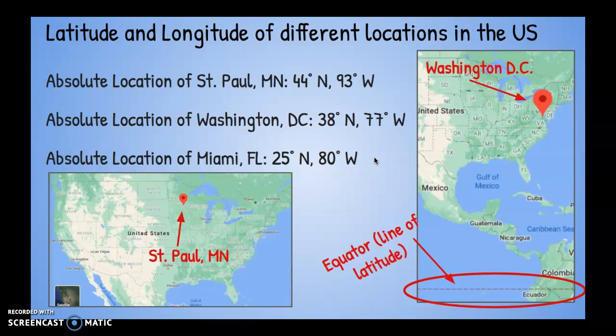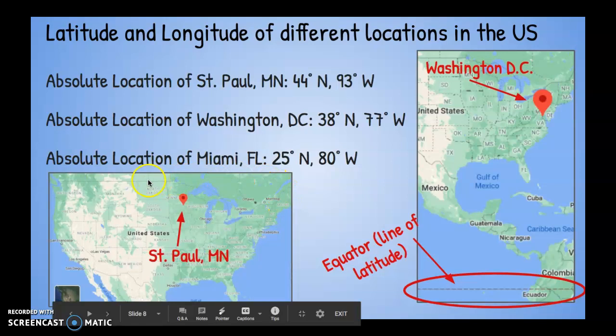This is just a slide that I created to show you the latitude and longitude, the absolute locations of a couple different locations in the United States. So the first one that I'm showing you, absolute location of St. Paul, Minnesota, it says 44 degrees north, 93 degrees west. This map right here is showing you St. Paul, Minnesota. Right here, this arrow.